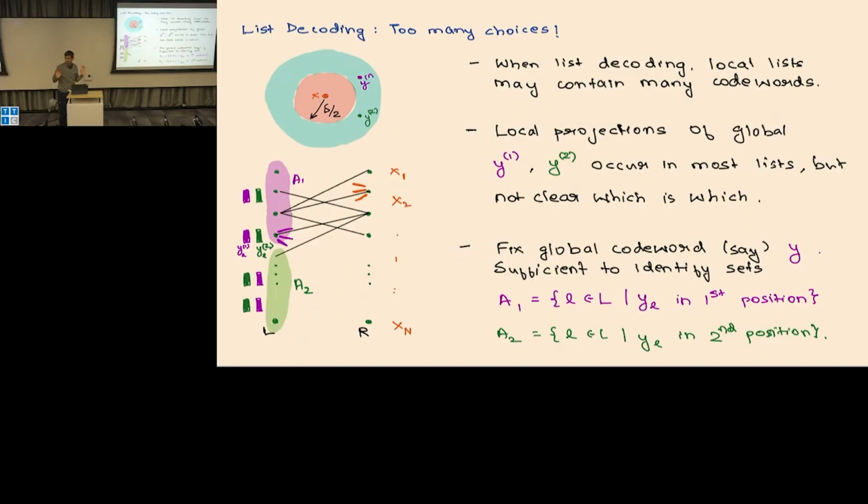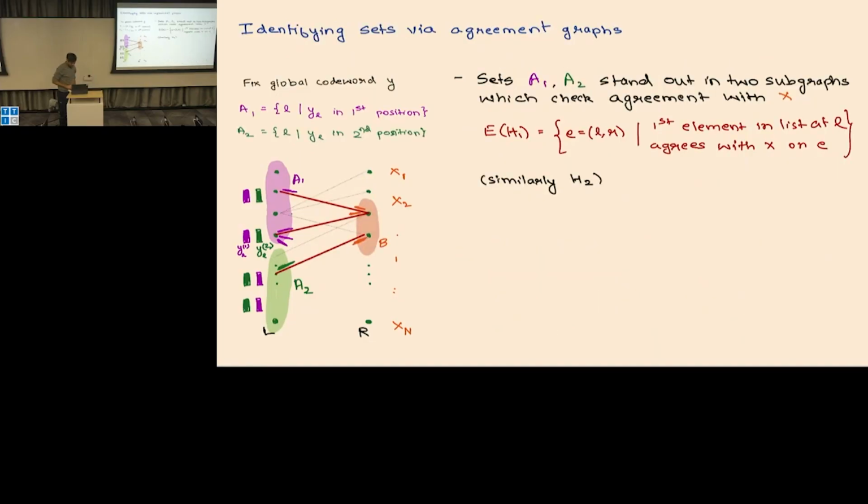Everybody okay so far? This is equivalent to just list decoding. You can either make the choice or find the set where the right choice to make is the first one. All right, good. And now there is one nice thing we can notice about these sets A1 and A2, which we don't know: they kind of stand out in a graph which we do know. And let's talk about the graph.